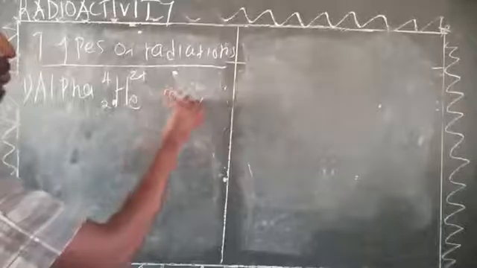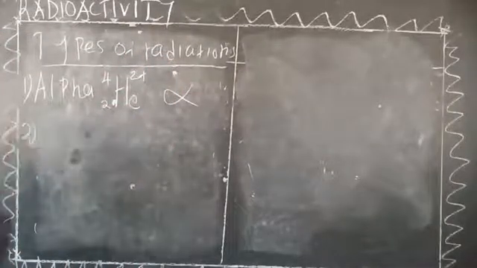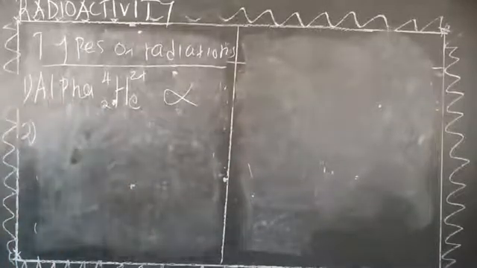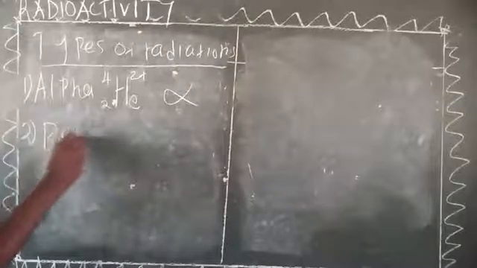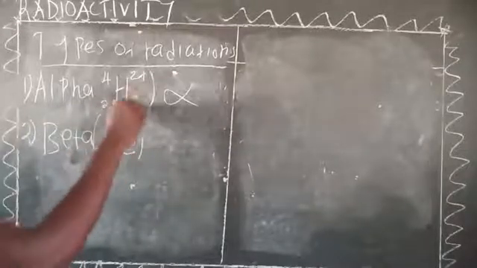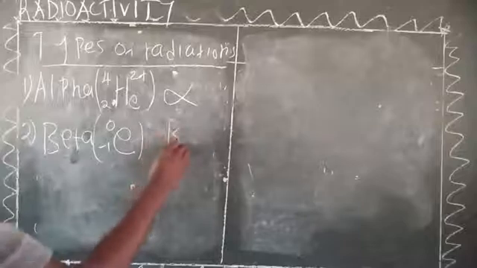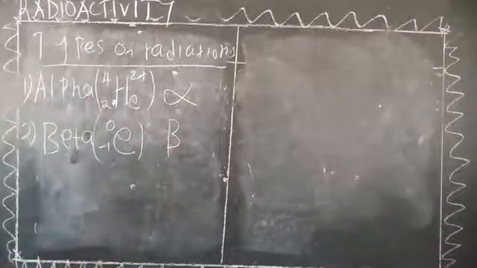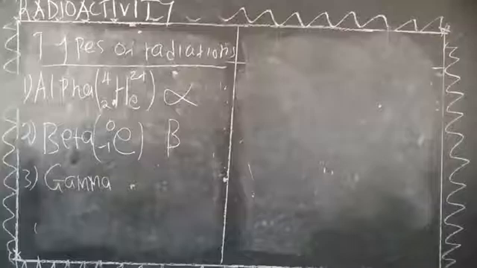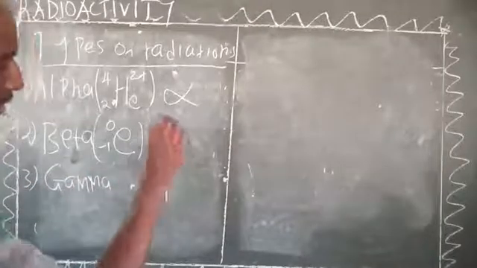That is stabilized by the alpha. Then number two is a Greek letter alpha that symbolizes alpha radiation. And number two, we have beta radiation that is symbolized by the Greek letter beta. And then number three, we have gamma radiation that is symbolized by the Greek letter gamma.